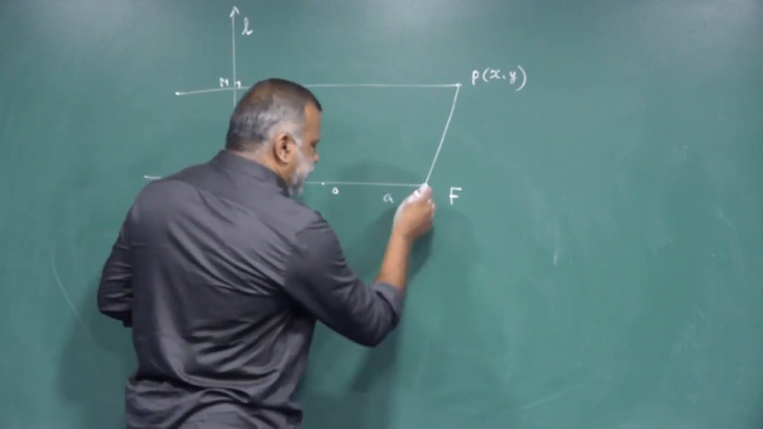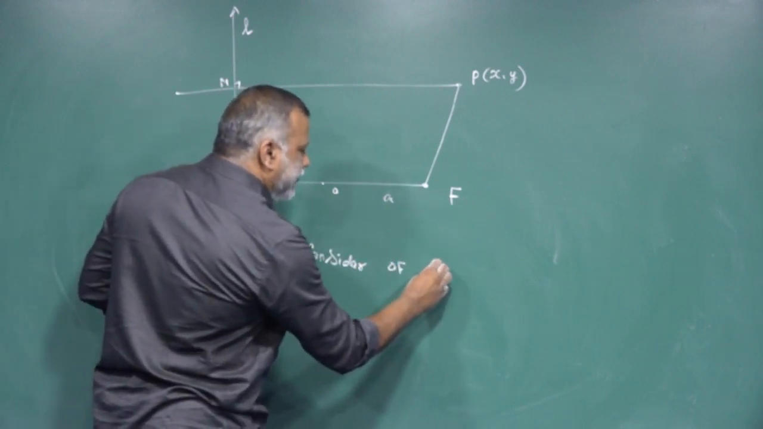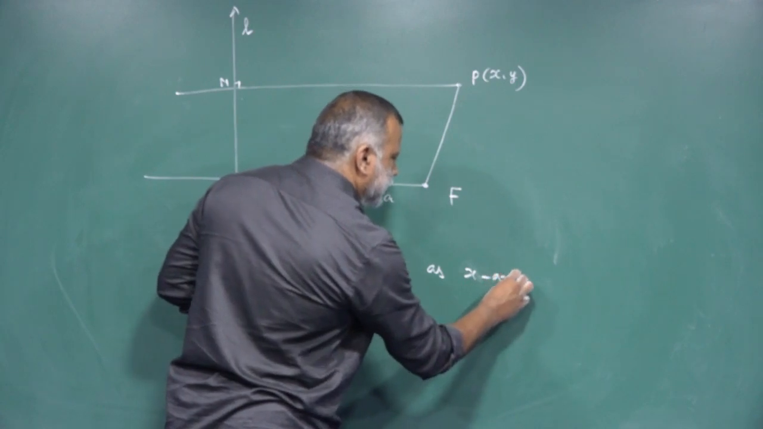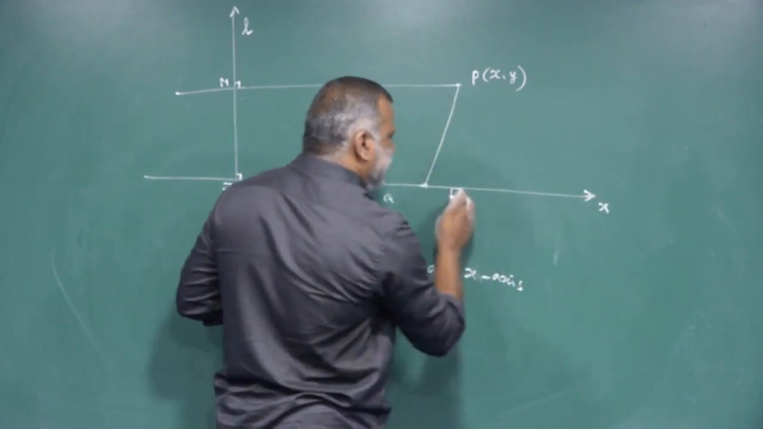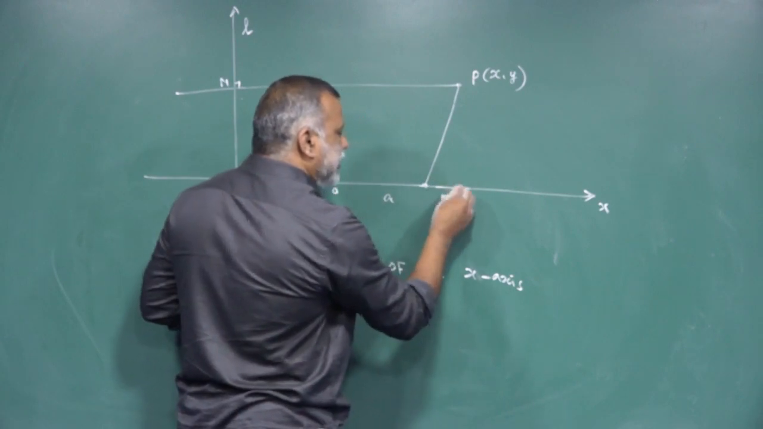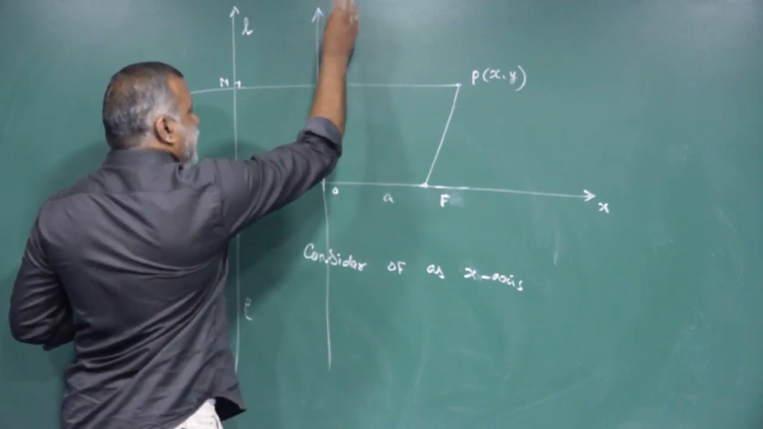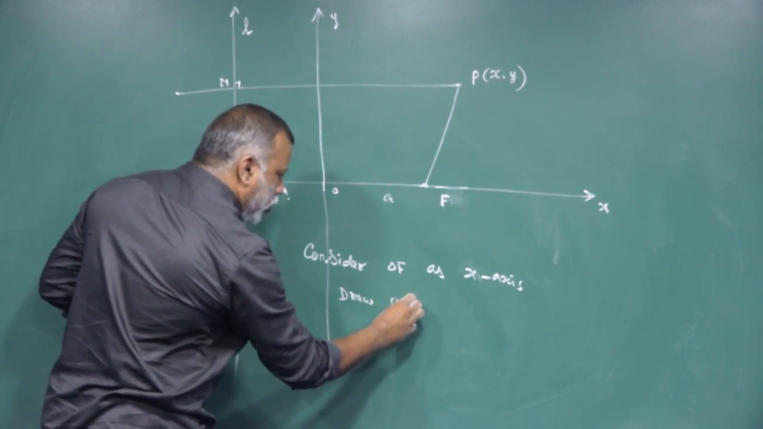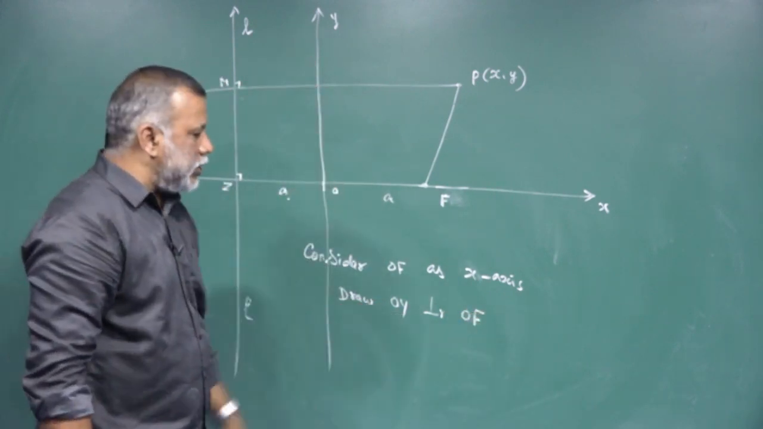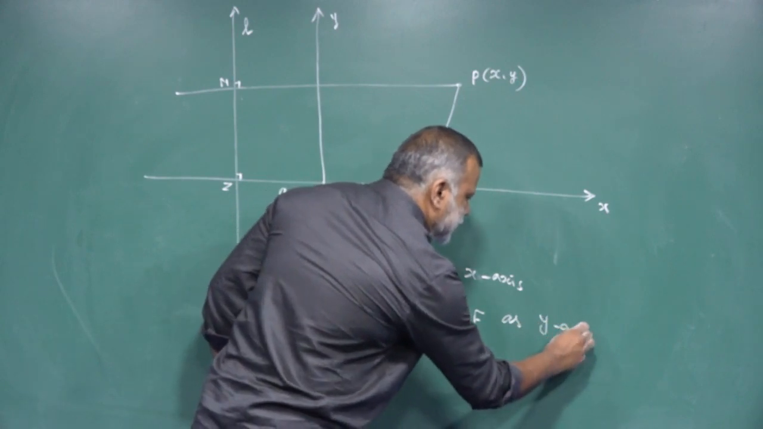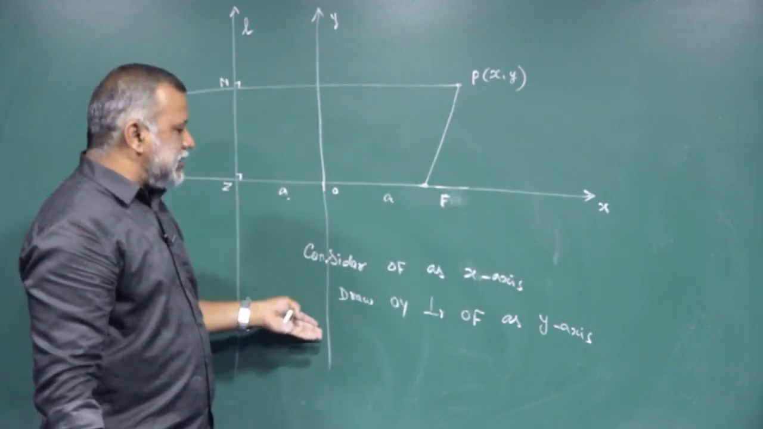Now only one new concept. Consider this line OF as x-axis. Therefore, I can consider this line as x-axis. Then draw OY perpendicular to OF as y-axis. So we need x and y-axis. I can consider this OF as x-axis and OY perpendicular to this line as y-axis.